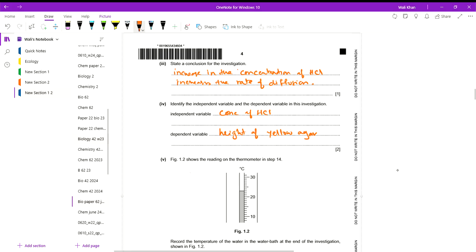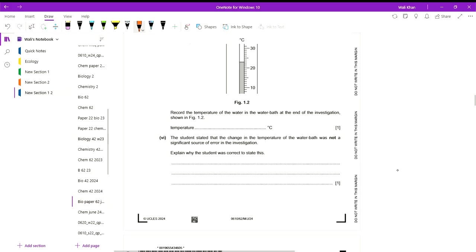Show the reading on the thermometer in step 14. So it is 20, 21, 22, 23. 23 degrees centigrade. Record the temperature of the water in the water bath at the end of the investigation shown in the figure. So the temperature is 23 degrees centigrade.